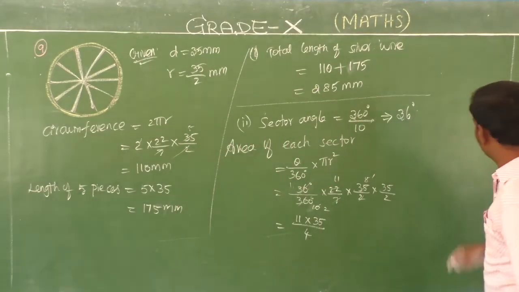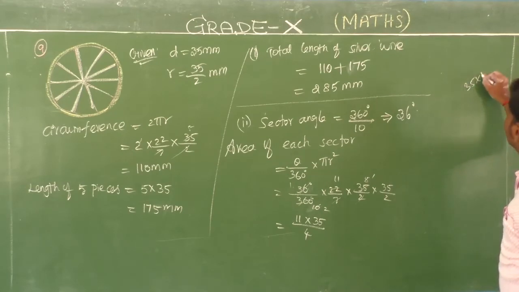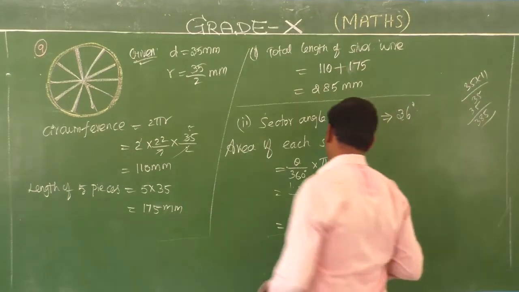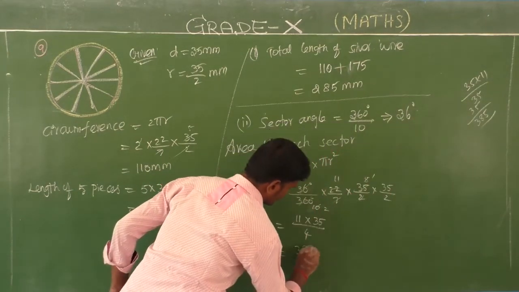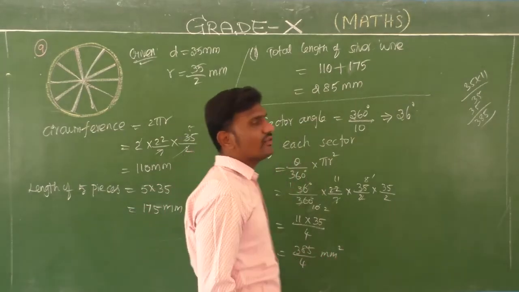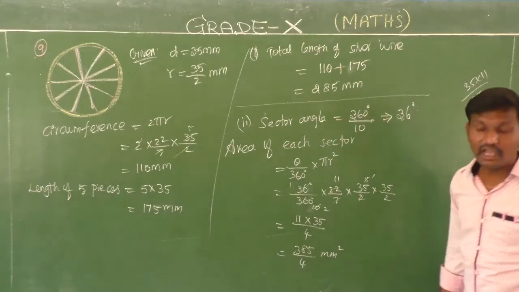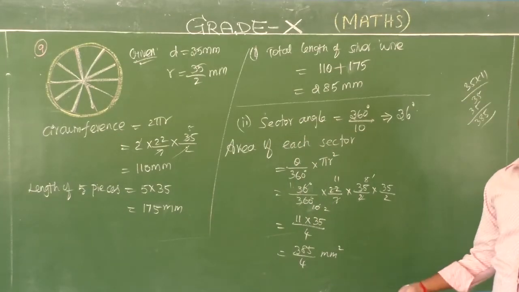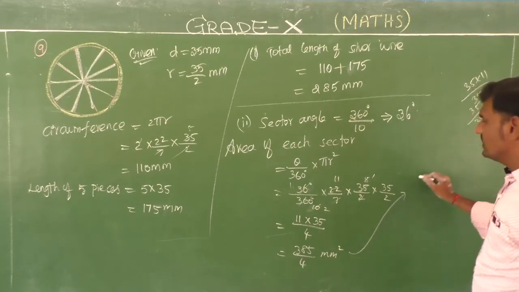Now multiply 35 into 11. So 385. So 385 divided by 4 millimeter square. So this is the area for one sector. Each sector. That's all. If you want to divide to get the answer, what is that?